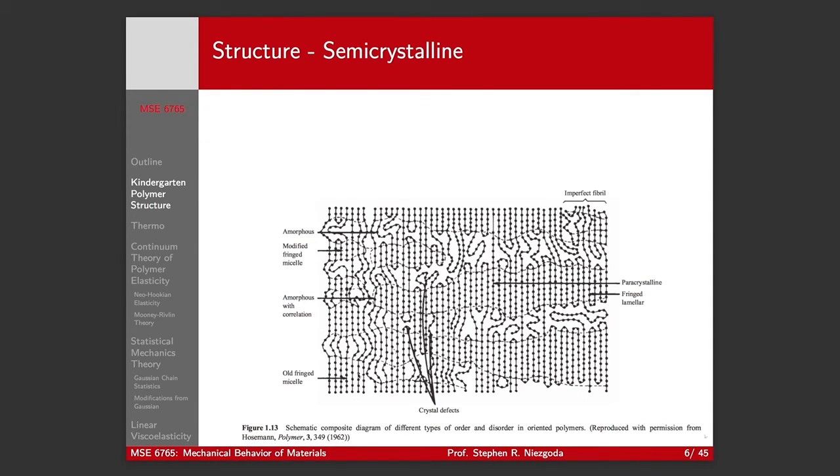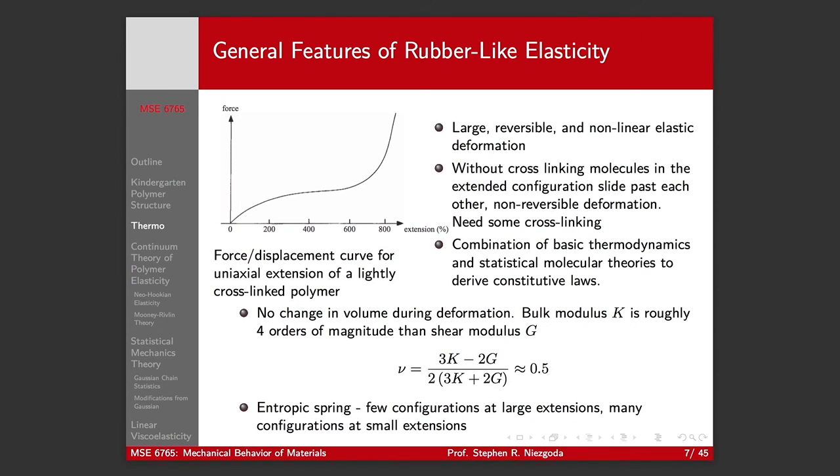You can have what's listed here, a fringed micelle, where you don't have perfect alignment of the carbons. They're offset from each other. So there's a lot of order and disorder you can have in even highly oriented polymers. And we're going to stop there and pick it back up with the thermodynamics of polymer elasticity.